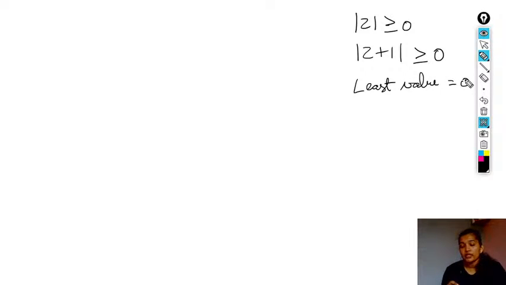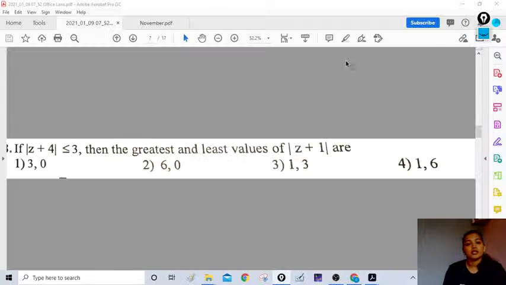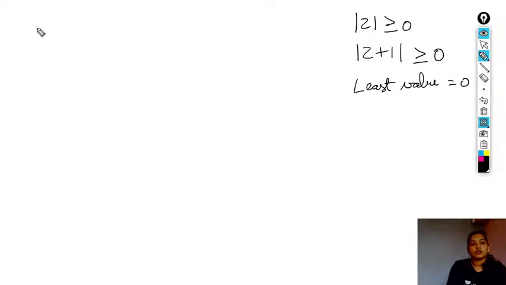Now let's check for the greatest value given to us in the question. We have modulus of z plus 4 less than or equal to 3. So we'll use this given value to try to get the maximum value that modulus of z plus 1 can have. Modulus of z plus 4 is less than or equal to 3. So we'll try to express z plus 1 in terms of z plus 4. I will take this as z plus 4 minus 3.